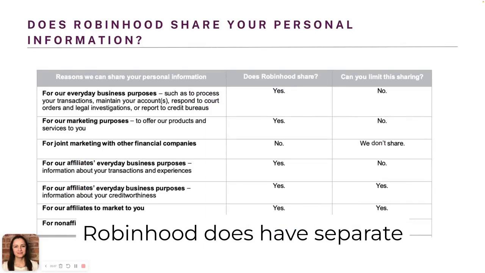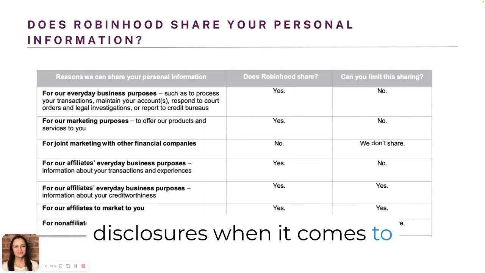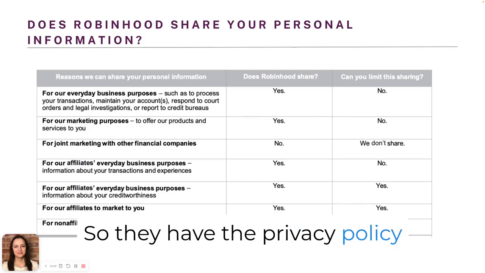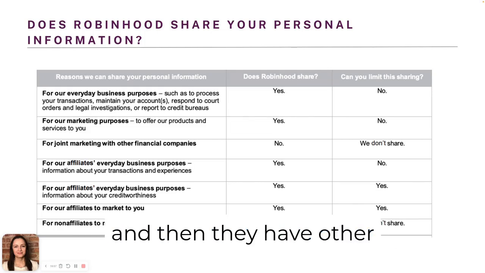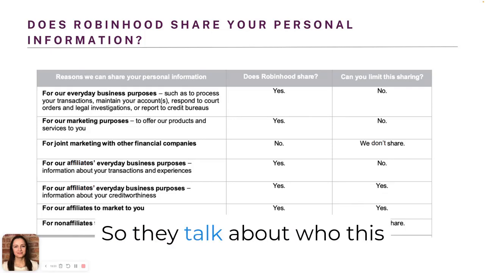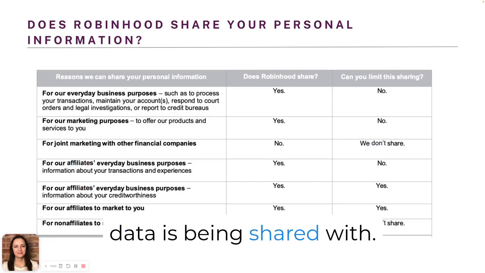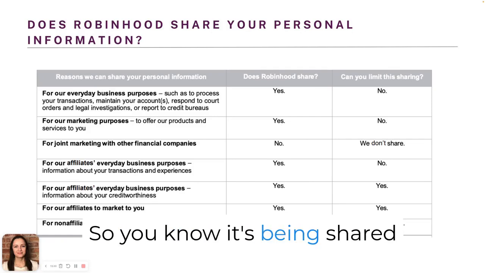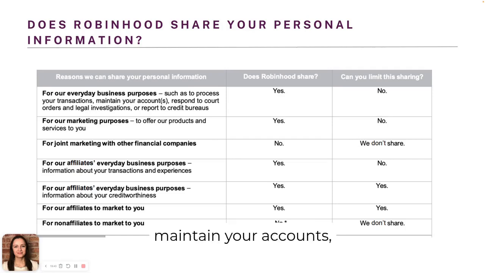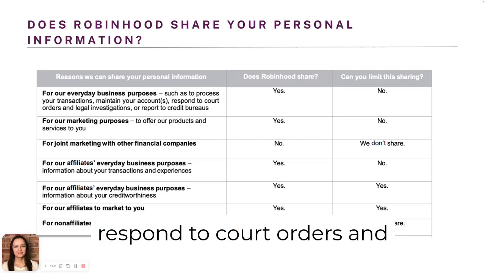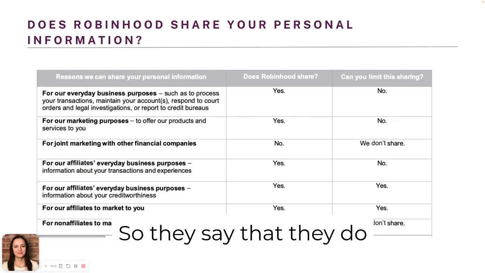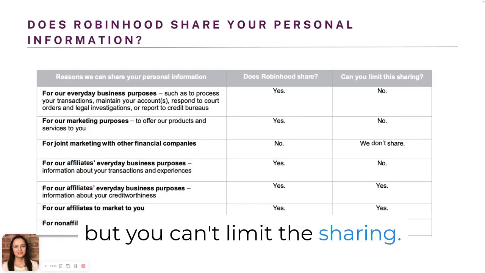Now, Robinhood does have separate disclosures when it comes to their financial policies. So they have the privacy policy, and then they have other policies concerning the financial data. They talk about who this data is being shared with. It's being shared for everyday business purposes, such as to process your transactions, maintain your accounts, respond to court orders and legal investigations, or report to credit bureaus. So they say that they do share this information, but you can't limit the sharing.